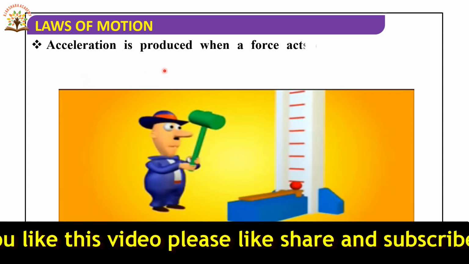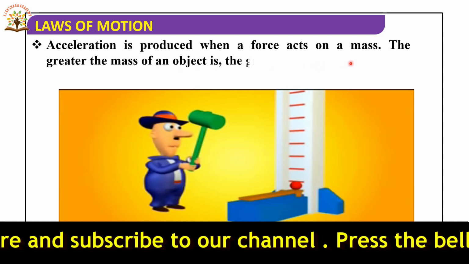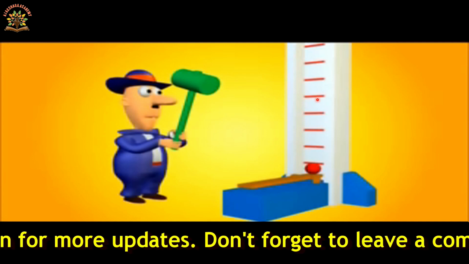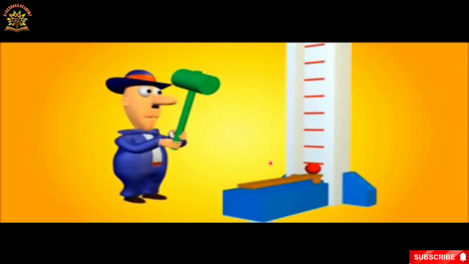Now, acceleration is produced when a force acts on a mass. The greater the mass of an object, to cause the object to accelerate or speed up, a force must be applied. The more force you apply, the quicker you accelerate. Look at these two swings. If you apply the same force on both swings, check which one goes faster.